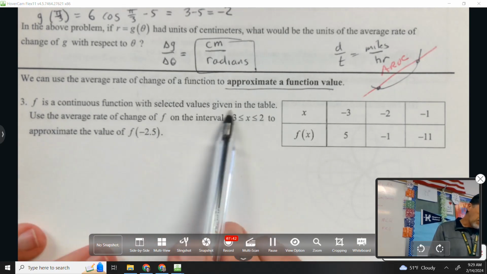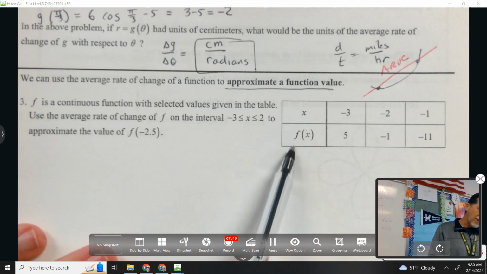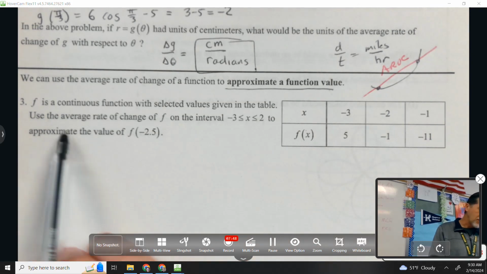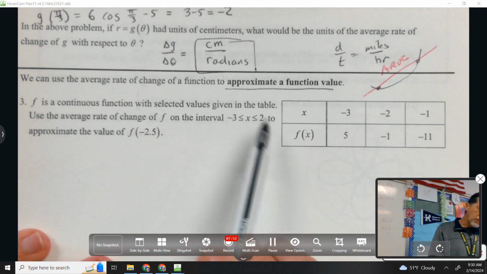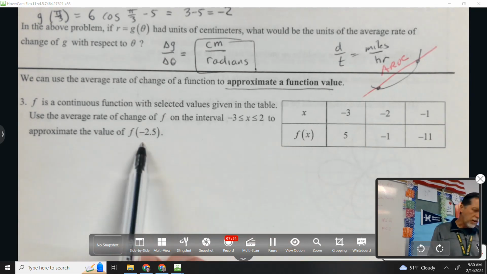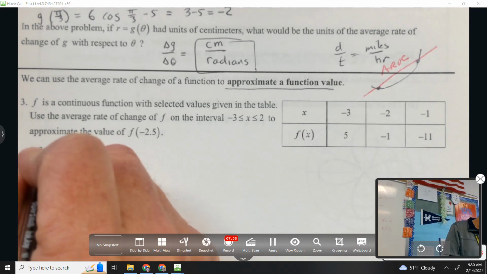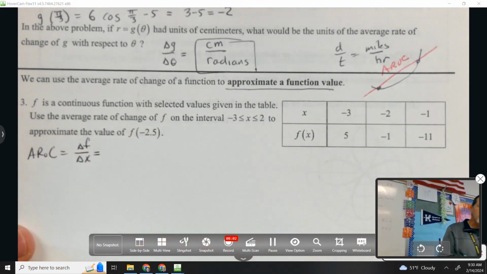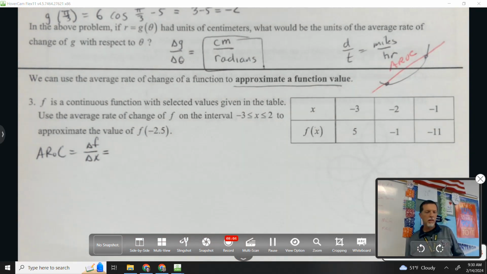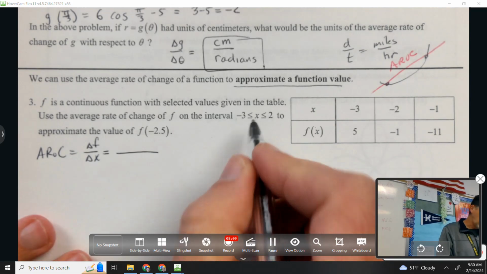Okay, f is a continuous function with values in the table. So we're back to x and y here. That makes things a little bit nicer. Use the average rate of change on negative 3 to negative 2 to approximate the value at negative 2.5. So average rate of change. We're back to just good old algebra 1 slope here, between negative 3 and negative 2.